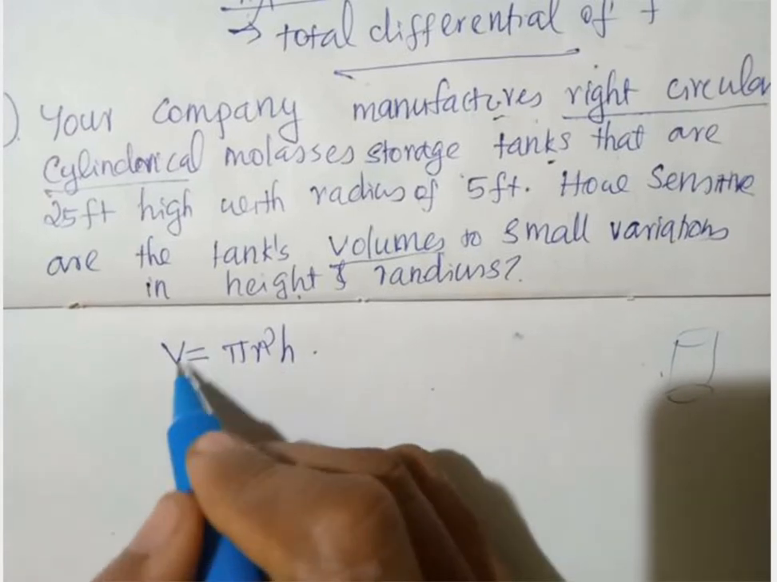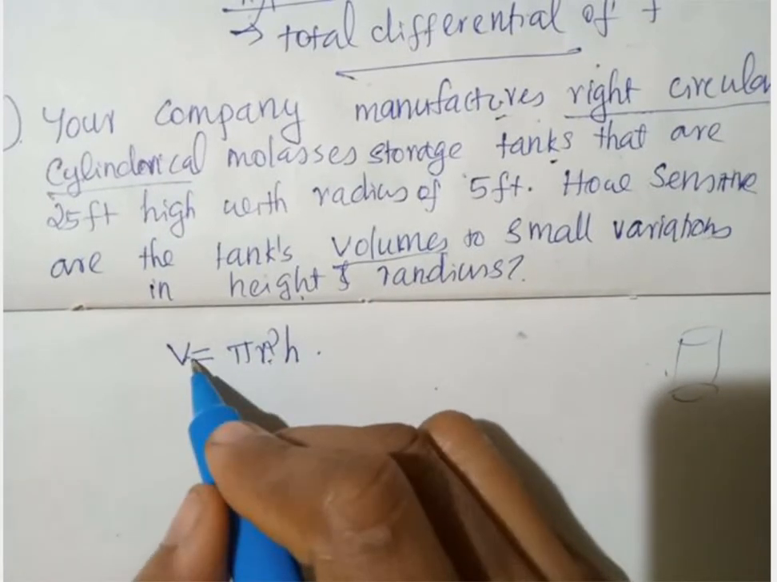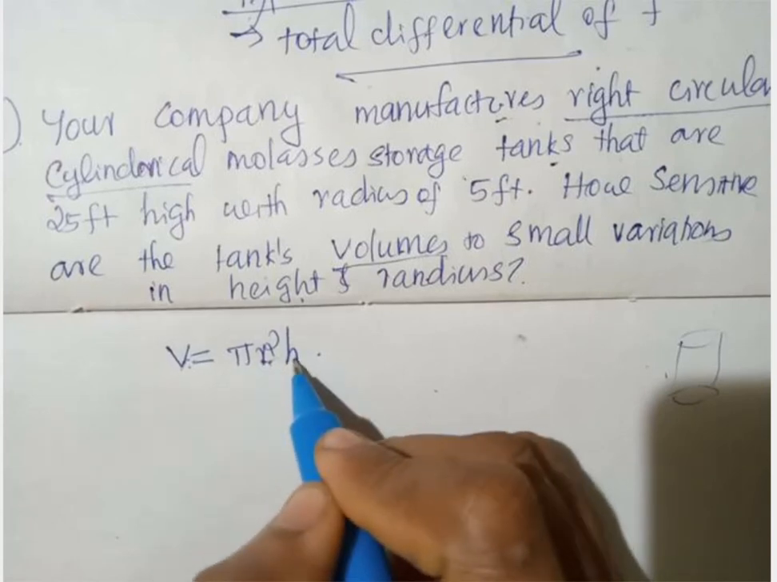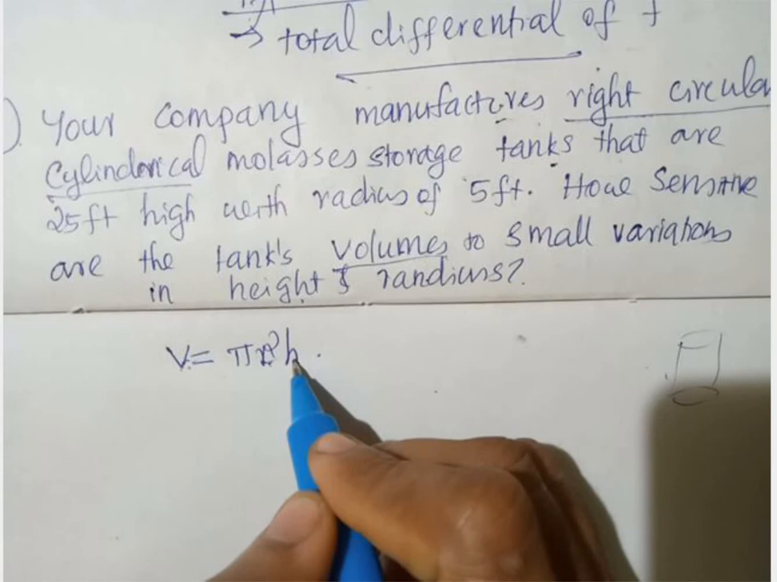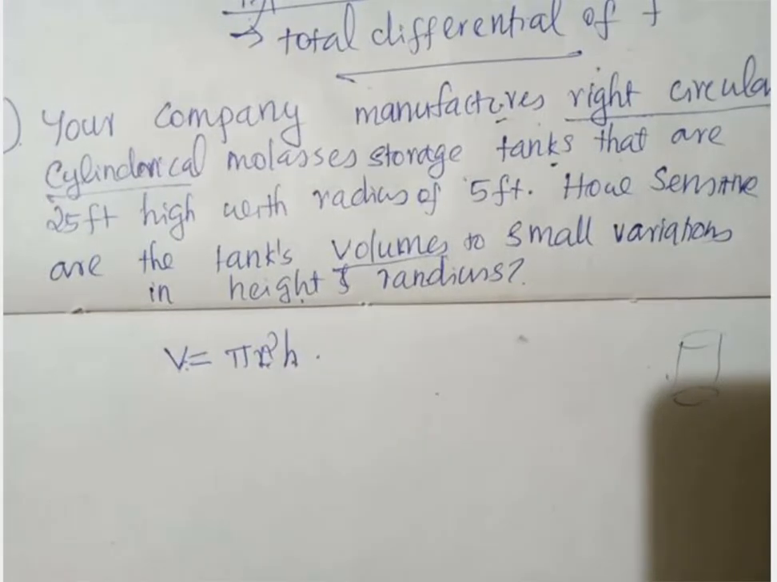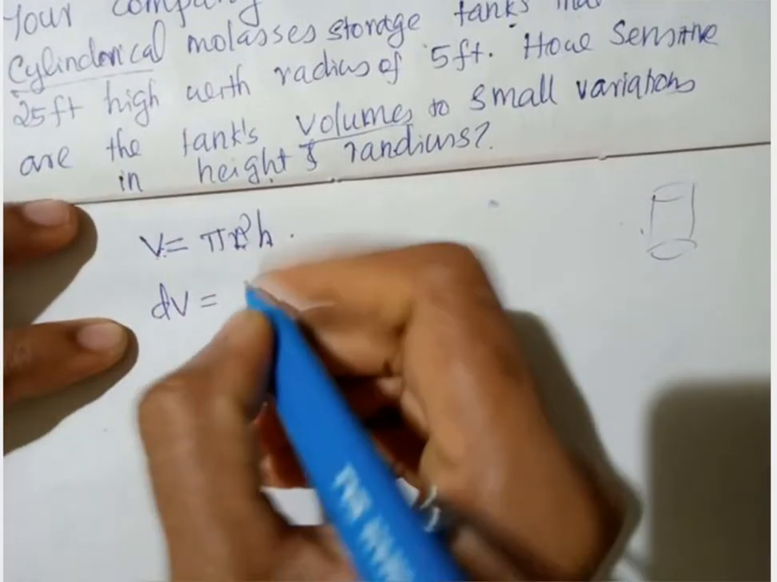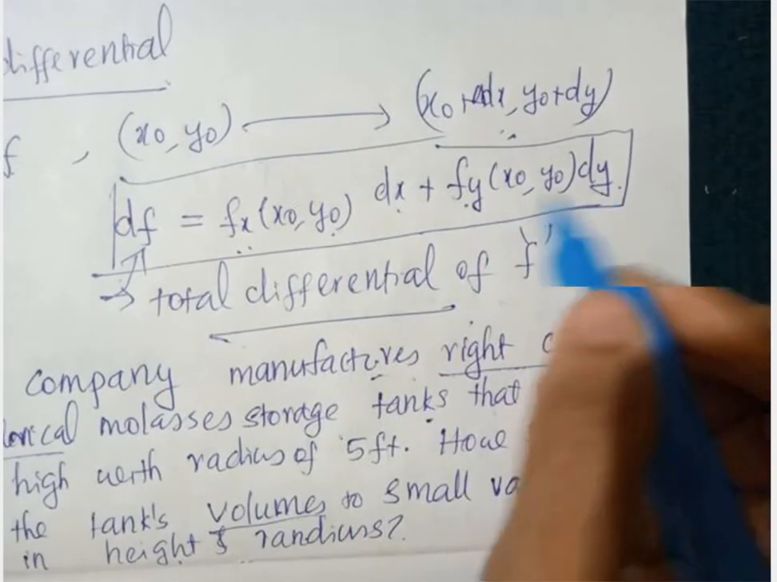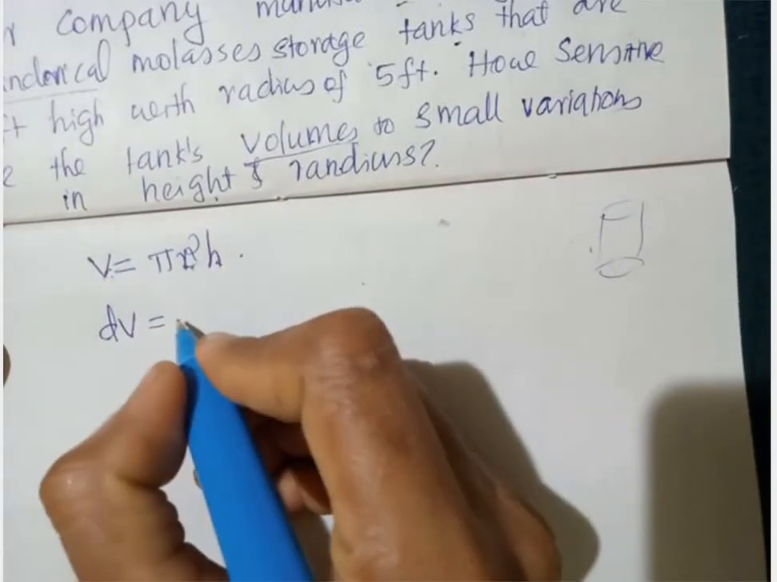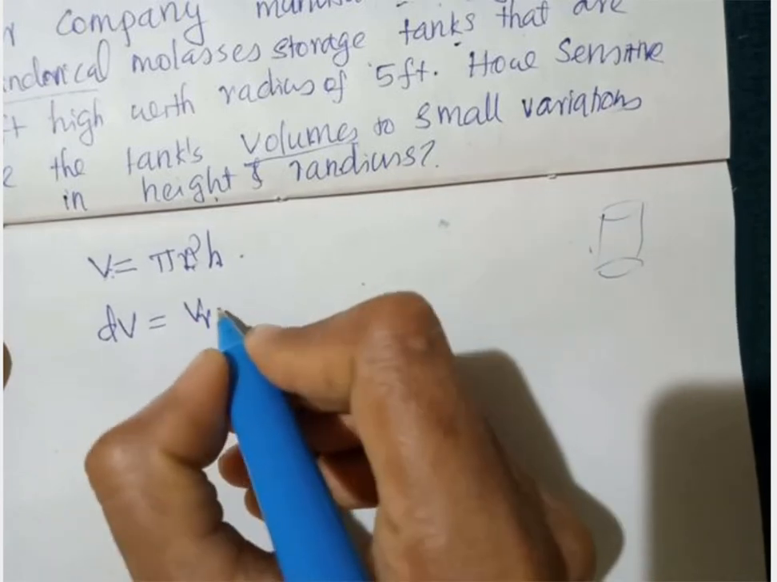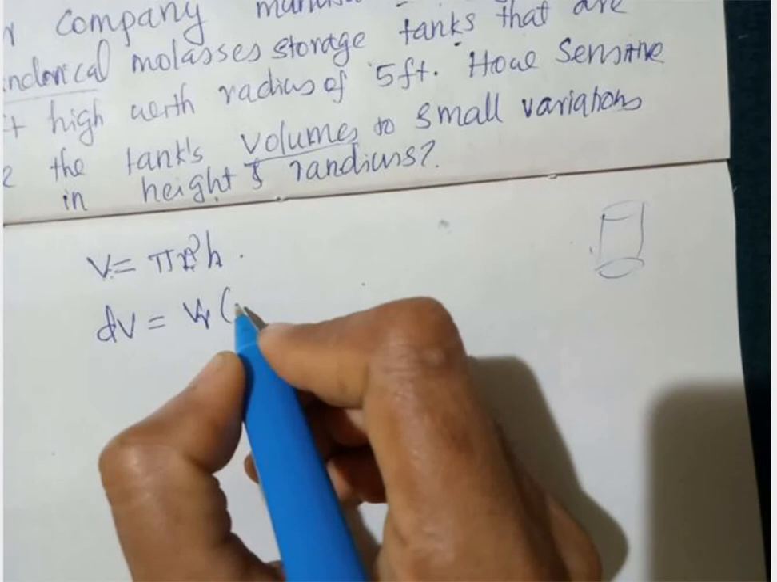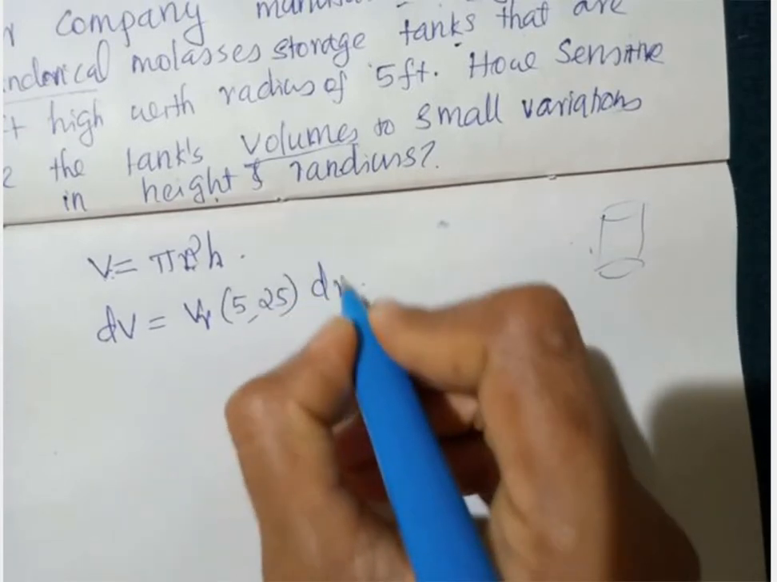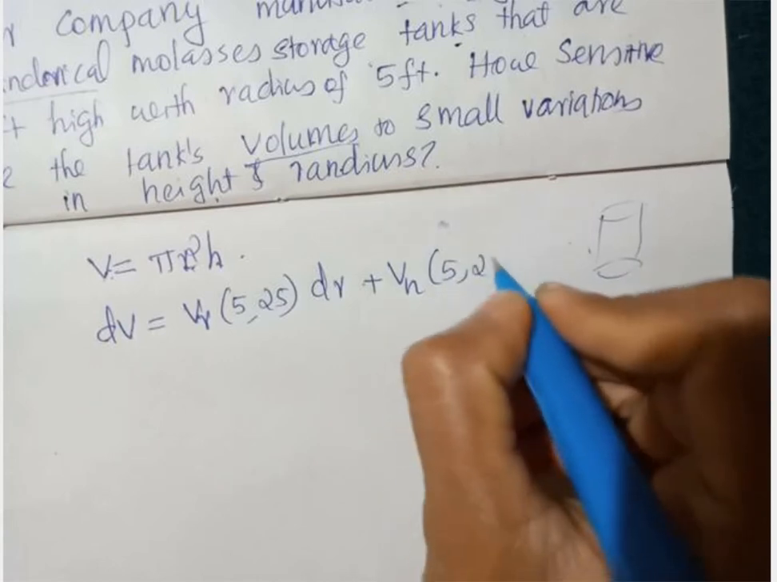Here the volume is equal to pi r square h. This volume depends on the two variables, radius and height. So the change in volume happens when the change in radius and the change in height happen. So dV equals, by the definition, fx into dx plus fy into dy at the point x0, y0. Here, at the point r equals 5, h equals 25, dV equals Vr at the point (5, 25) into dr plus Vh at the point (5, 25) into dh.